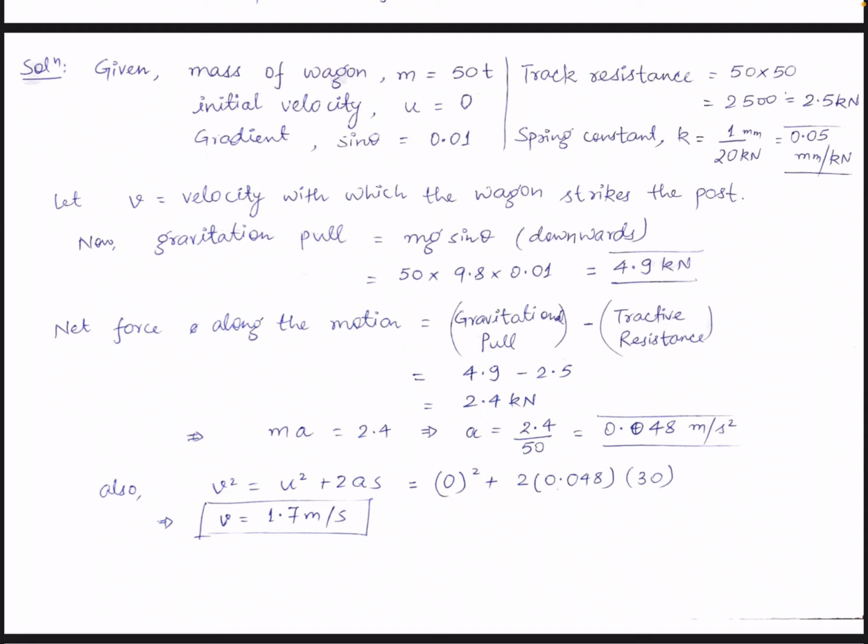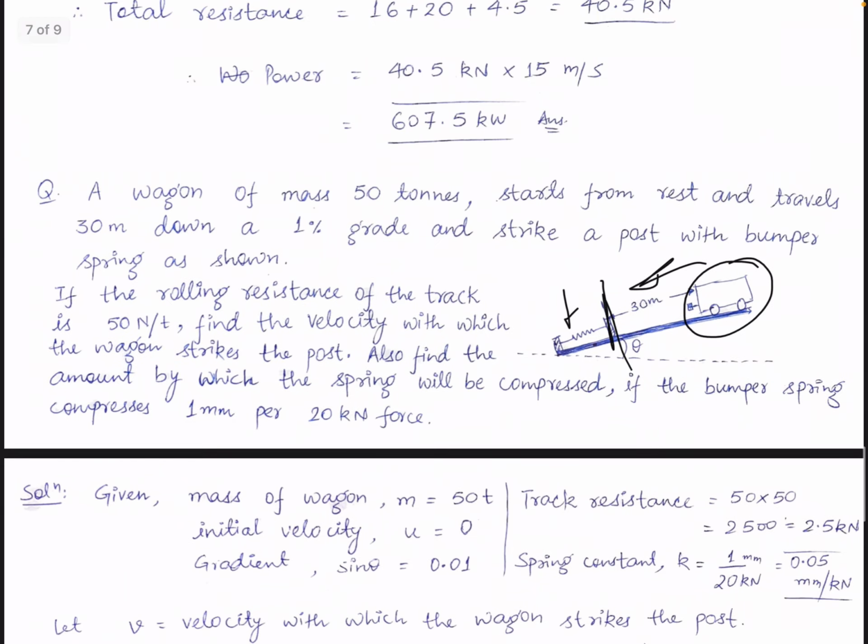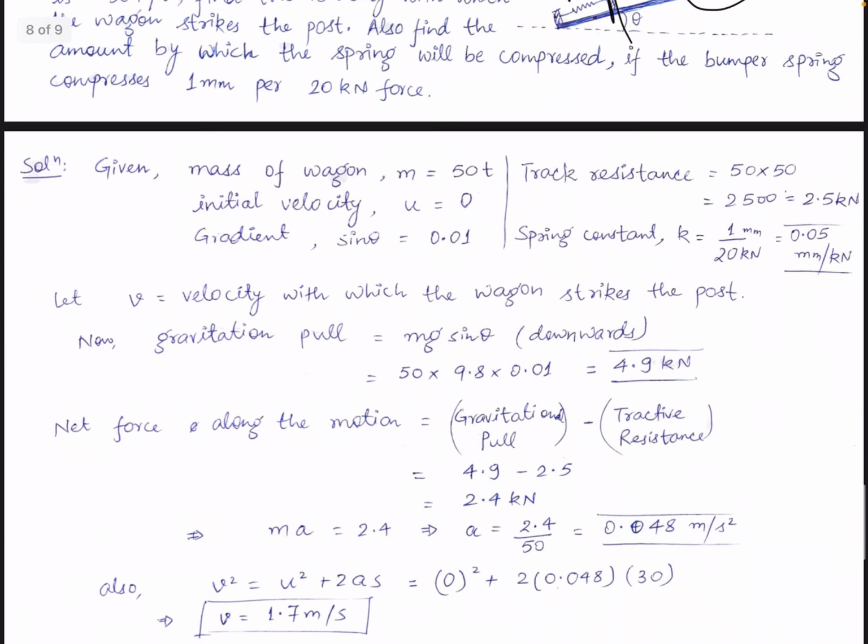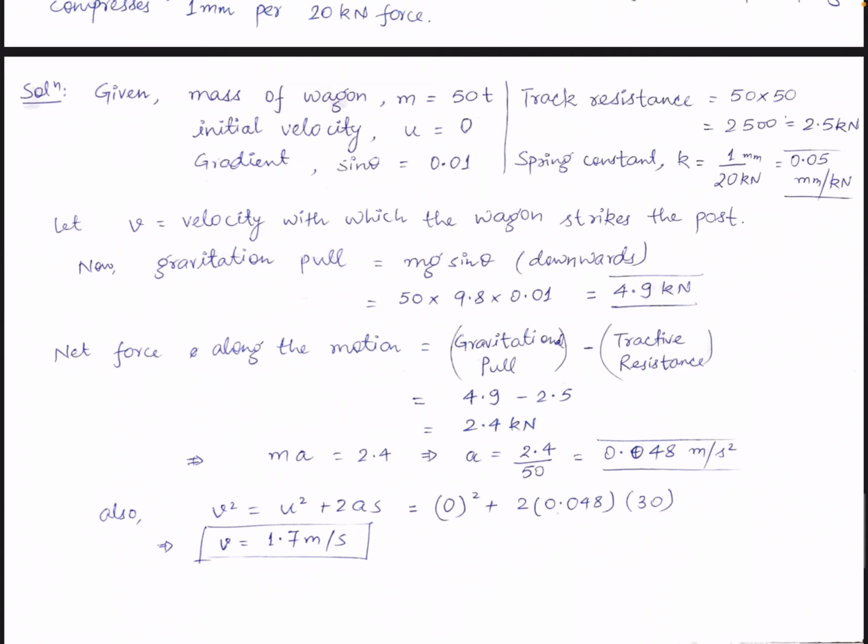What is given? Mass is 50 ton. Initial velocity is 0 because it is starting from rest. Gradient is 0.01, that is sin theta or tan theta, one and the same thing. Track resistance is given as 50 newton per ton, and the mass is 50 ton. So 50 into 50, it will be 2.5 kilonewton. Spring constant, that is K, 1 mm per 20 kilonewton, that is 0.05 mm per kilonewton. So initial velocity is given.